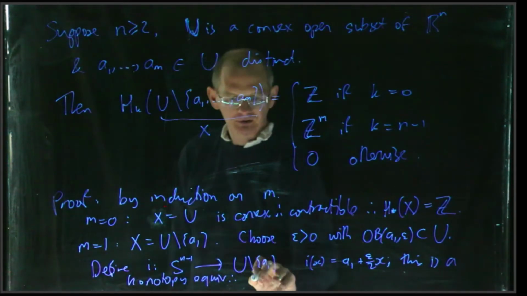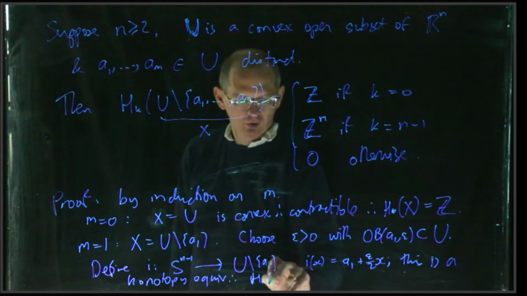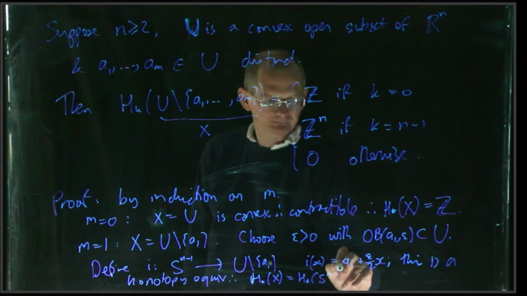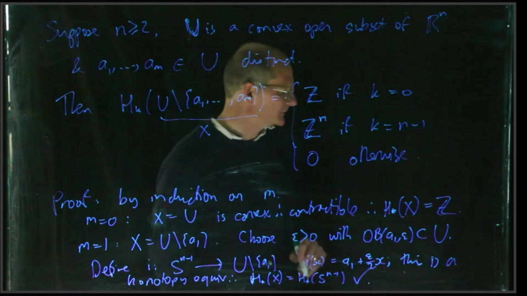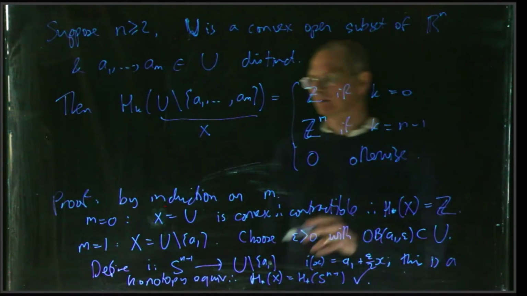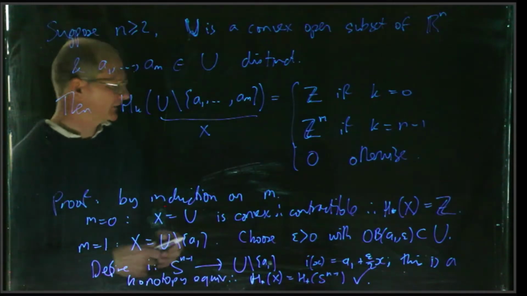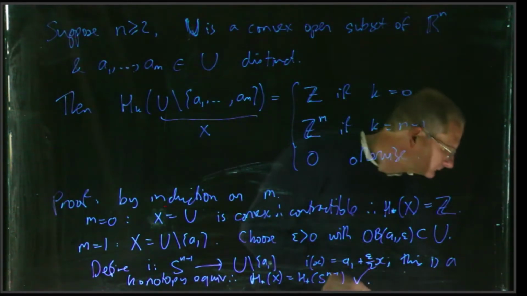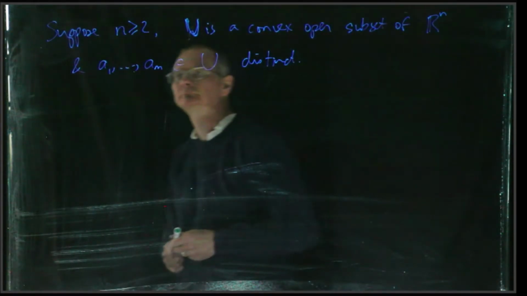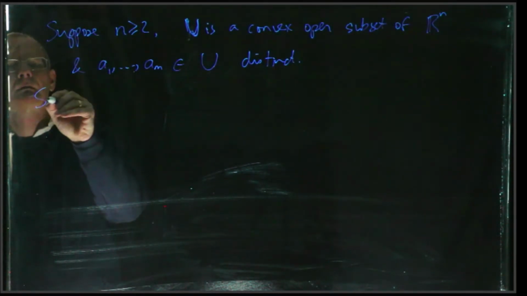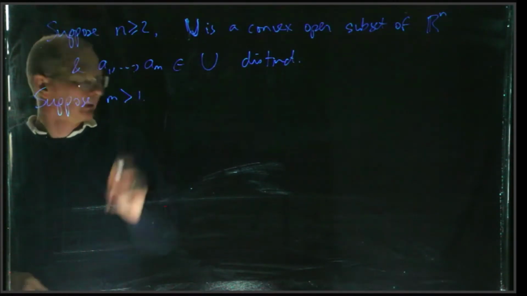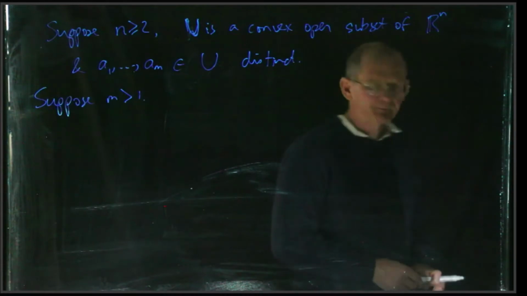And so the homology of our X in this case is the same thing as the homology of S^(n-1), which is how it's supposed to be. So the m equals 1 case is basically just the calculation of the homology of spheres, as we've seen previously. Okay, so let's now suppose that m is bigger than 1.